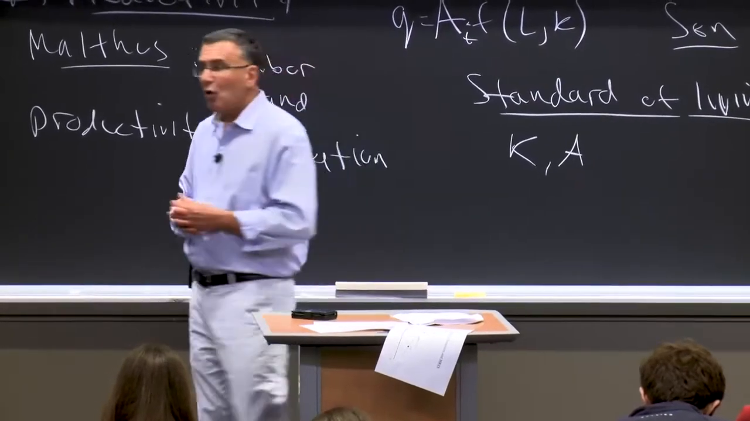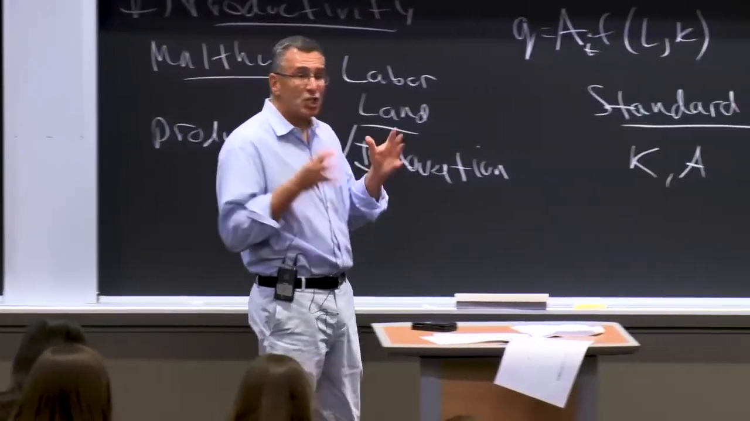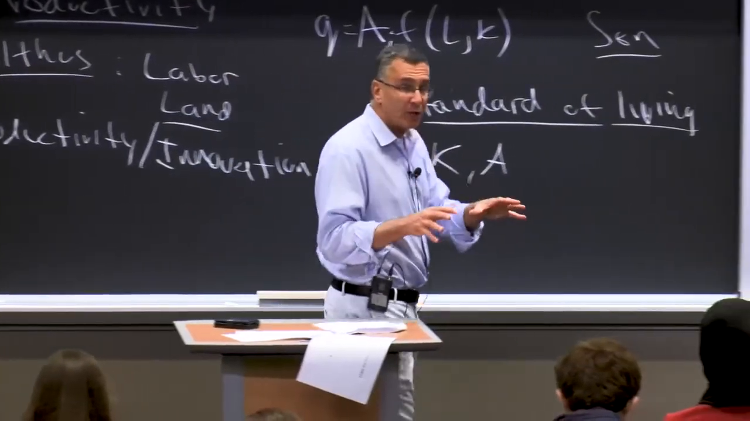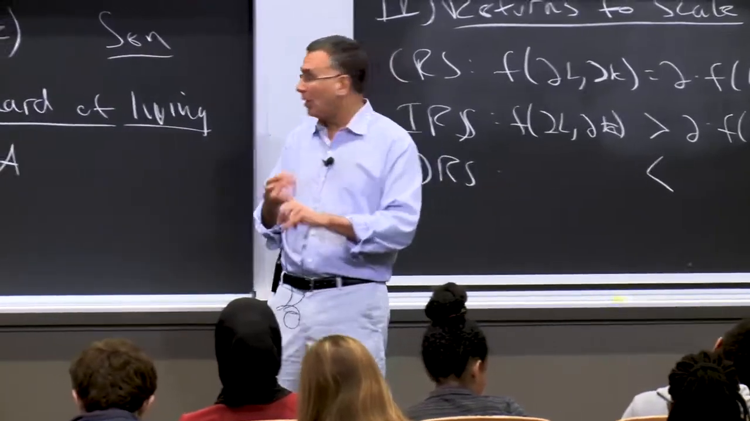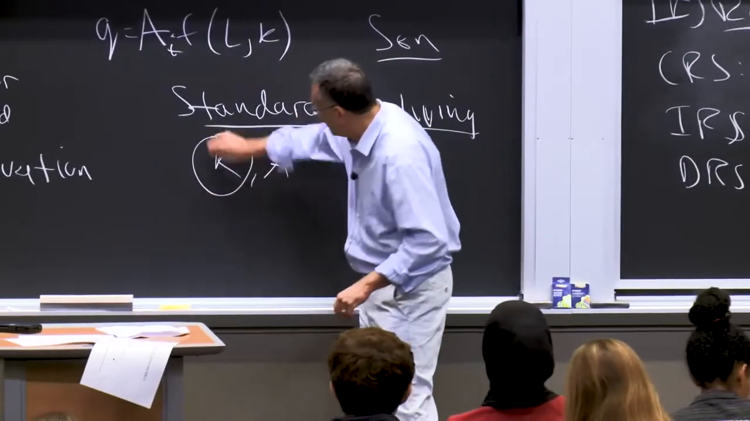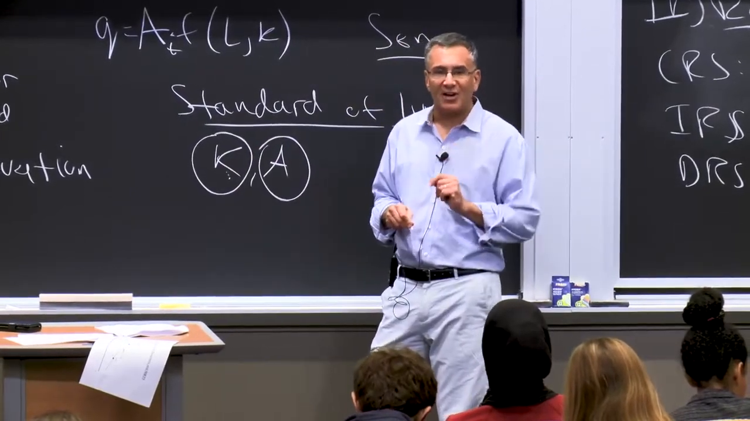So ultimately, what determines our standard of living, that is what determines how much stuff we have for a given amount of work, is going to be how much capital we have and how innovative we are. Capital, it turns out, is going to come from savings. I sort of cheated there.